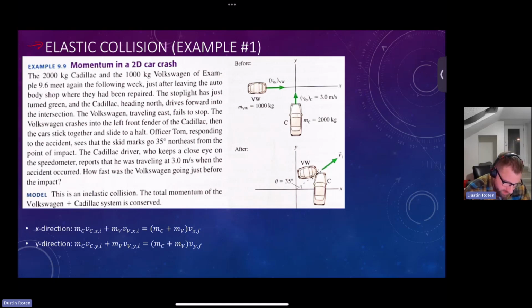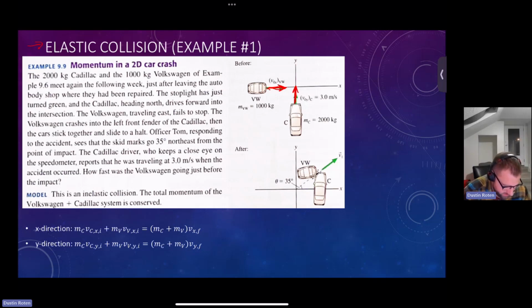The stoplight has just turned green. And the Cadillac heads north and drives into the intersection. We see that here. The Volkswagen traveling east fails to stop. The Volkswagen crashes into the left front fender of the Cadillac. Then the cars stick together and slide to a halt.